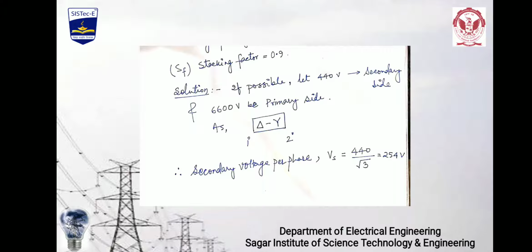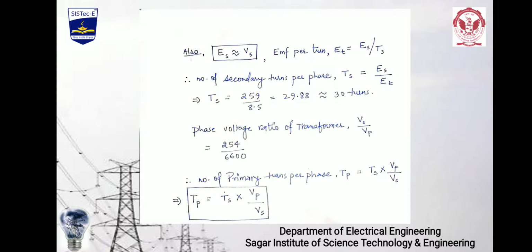Now going to the solution. Let 440 volt be the secondary side and 6600 volt be the primary side, as it is given. Primary is your delta and secondary is your star. Therefore, secondary voltage per phase Vs is equal to 440 upon root 3, which is coming to be 254 volt. Also, Es is equivalent to Vs.